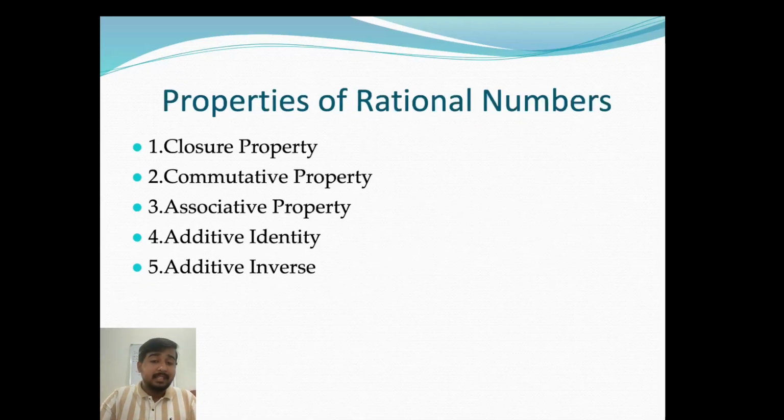Now we will study the properties of rational numbers. First is the closure property, second is the commutative property, third is the associative property, fourth is the additive identity, and the last one is the additive inverse.